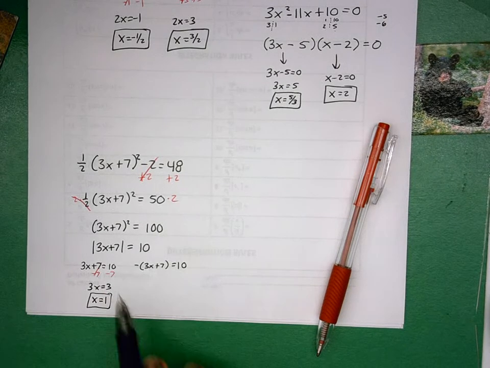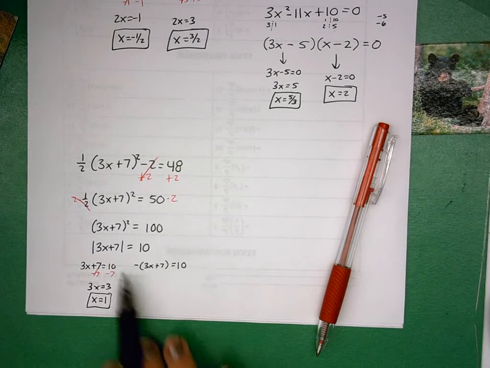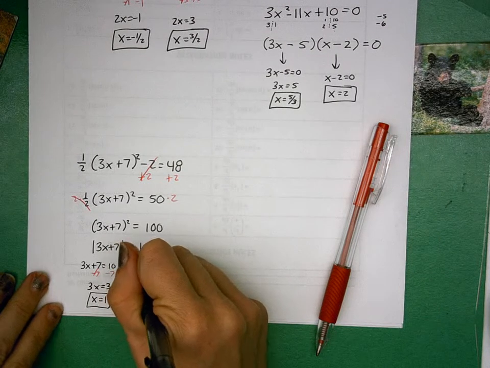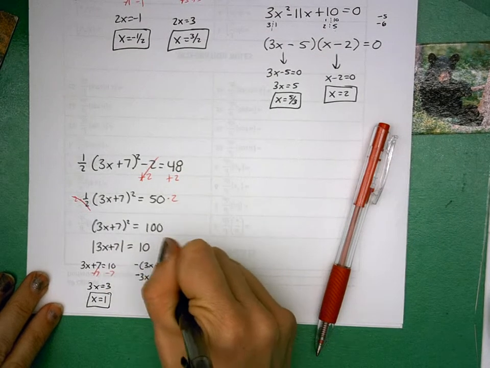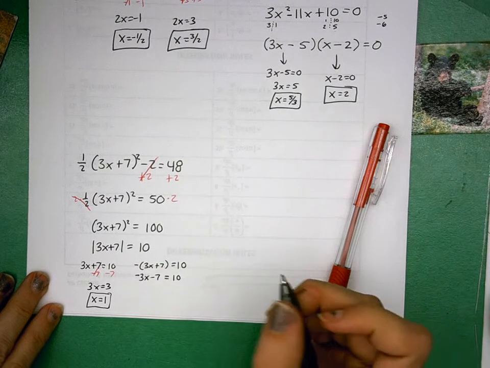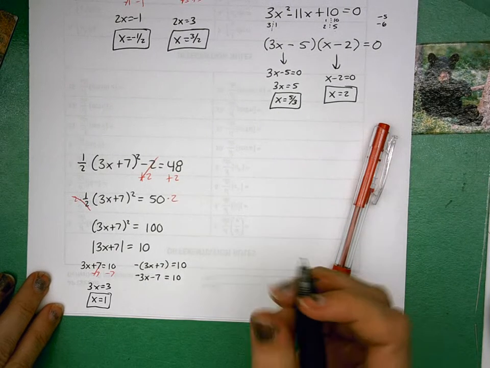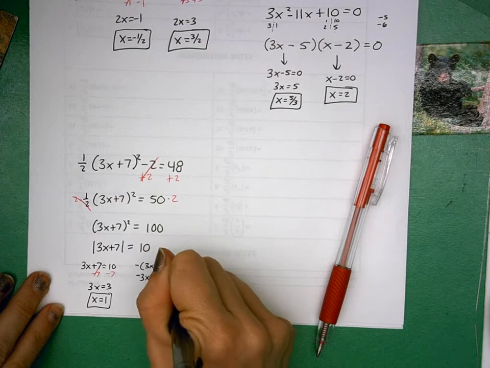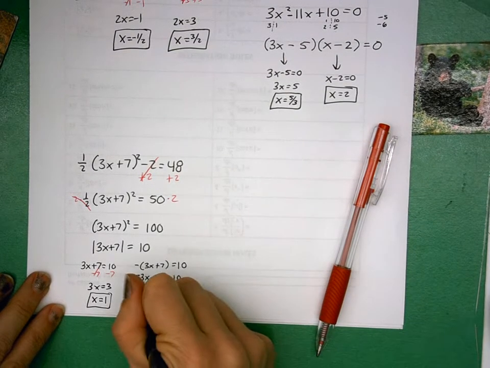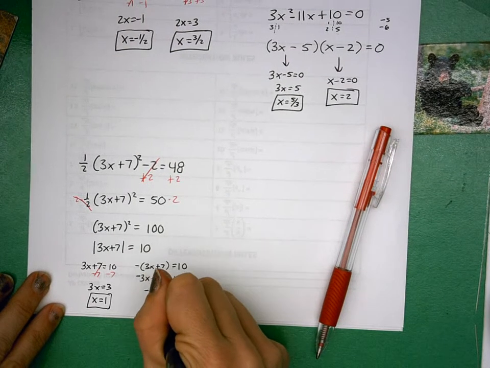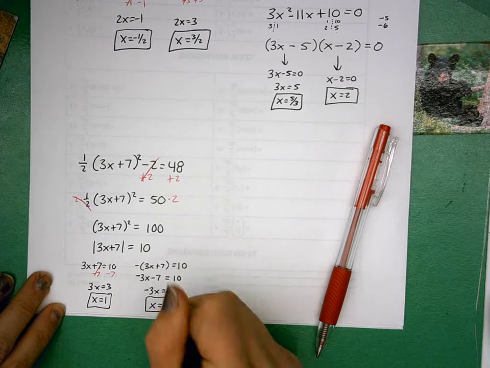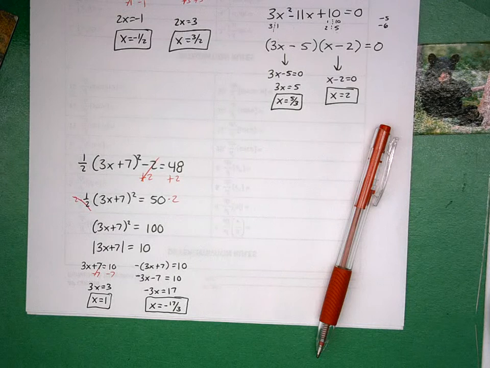Over here, you have to decide, do you want to distribute the negative or do you want to divide? On this one, I'll go ahead and distribute. The next one, I'll divide, because it doesn't matter. Just two different routes of getting to the same answer. Adding the 7 over, we have negative 3x equals 17. And dividing by negative 3, we get x equals negative 17 thirds. Okay?